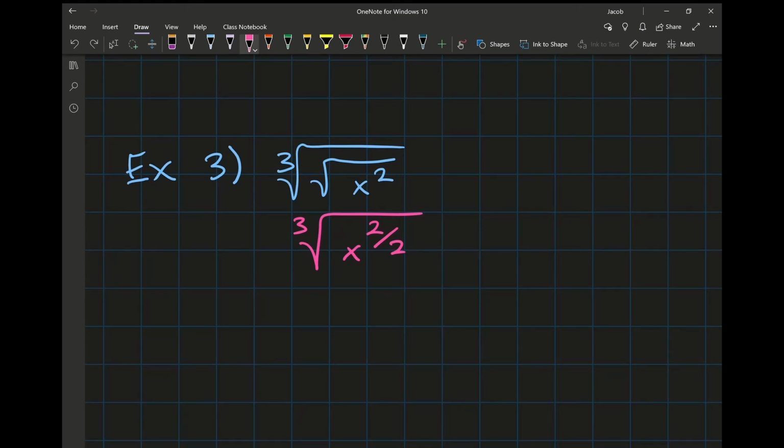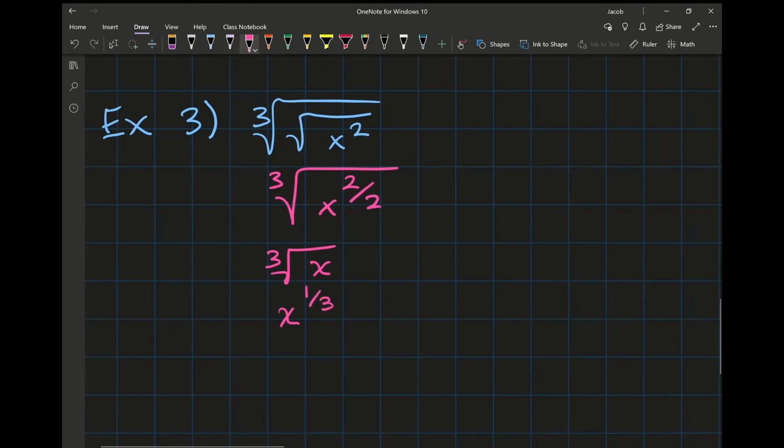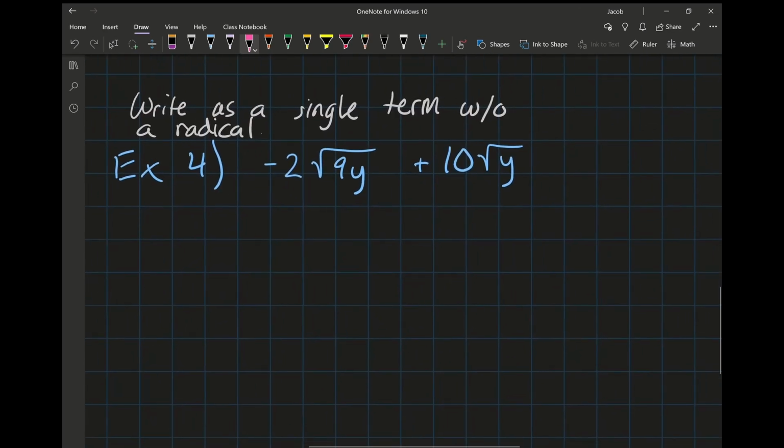So now clearly this is the cube root of x, but even this in calculus is just a little bit squirmy to work with. So we're just going to write this with a positive exponent and leave it like that. Cool. And now our last example. So I'd like you to write this as a single term without any radicals.